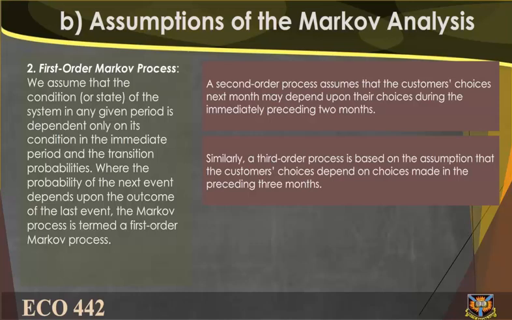Two, first order Markov process. We assume that the condition or state of the system in any given period is dependent only on its condition in the immediate period and the transition probabilities, where the probability of the next event depends upon the outcome of the last event. The Markov process is termed a first-order Markov process. A second-order process assumes that the customer's choices next month may depend upon their choices during the immediately preceding 2 months. Similarly, a third-order process is based on the assumption that the customer's choices depend on choices made in the preceding 3 months.